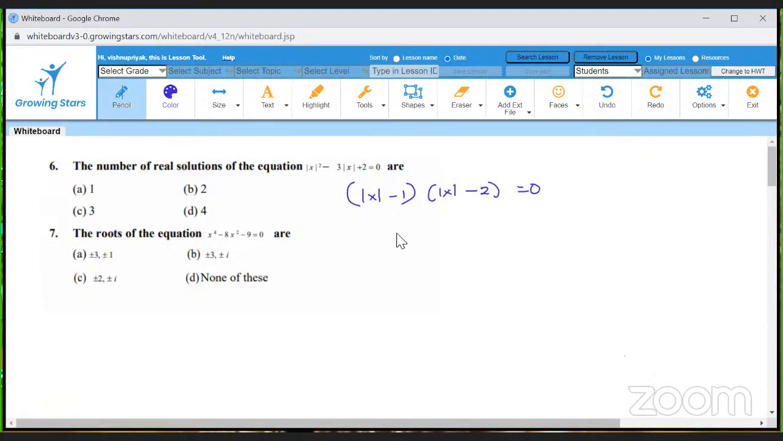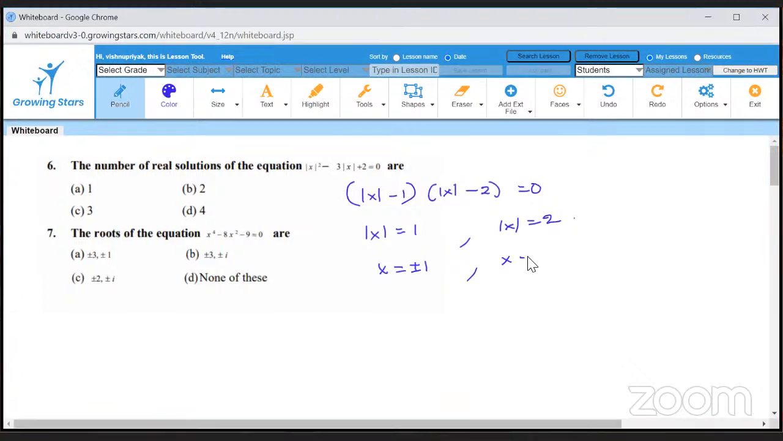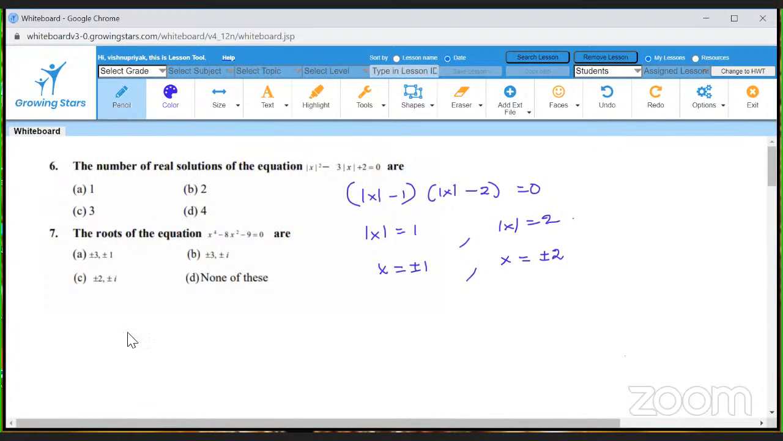That means mod of x will be 1. Mod of x will be 2. If mod of x is 1, then what will happen? X can be plus or minus 1. And if mod of x is 2, what will happen? X can be plus or minus 2. That means 4 answers you are getting. 4 solutions you are getting. So option D will be the correct answer.